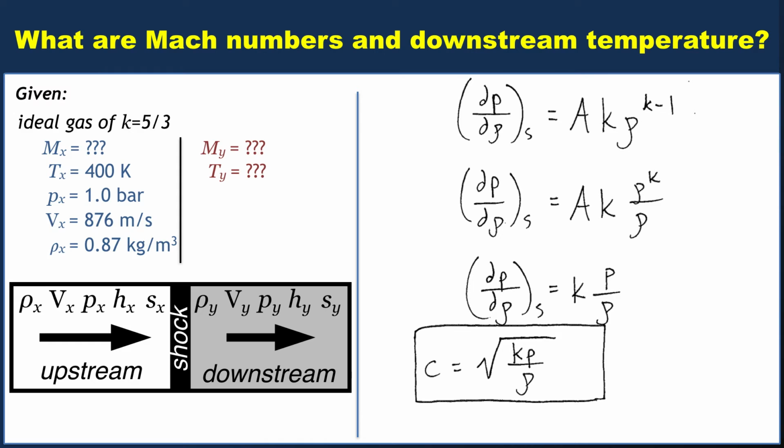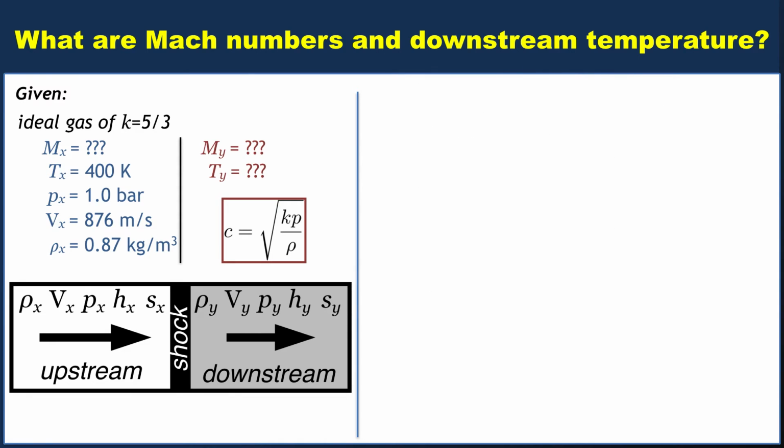Very useful for an ideal gas. Okay, so we're going to write that over there so that we remember it and can use it. We'll use it right now, actually, in constructing the Mach number upstream. So we want to know M sub X.